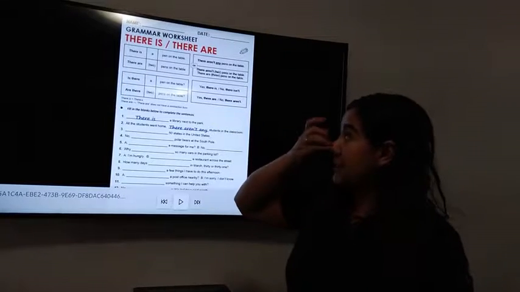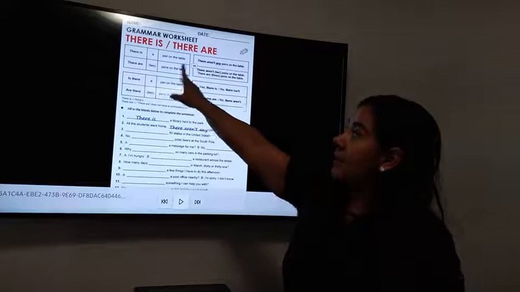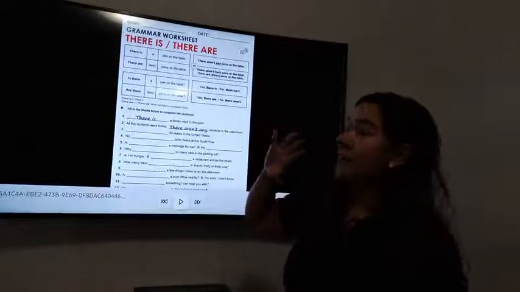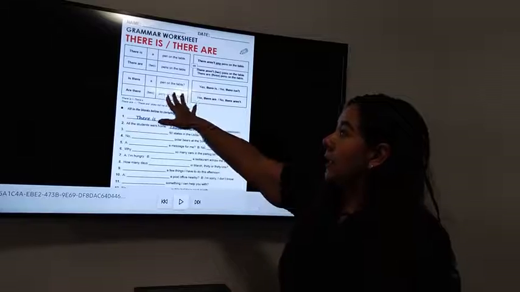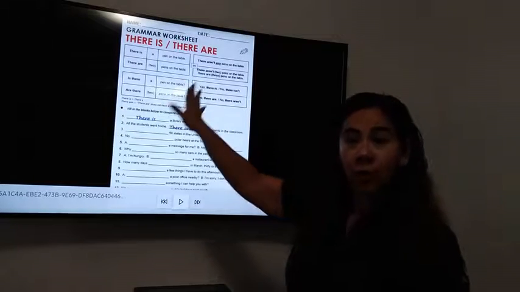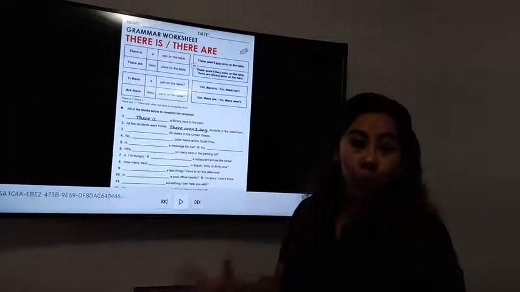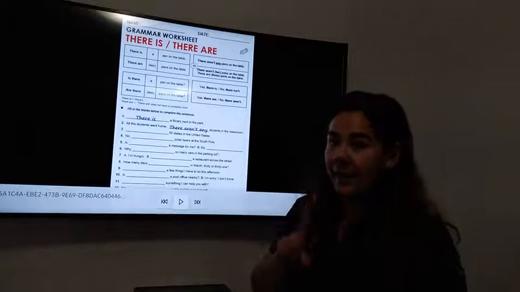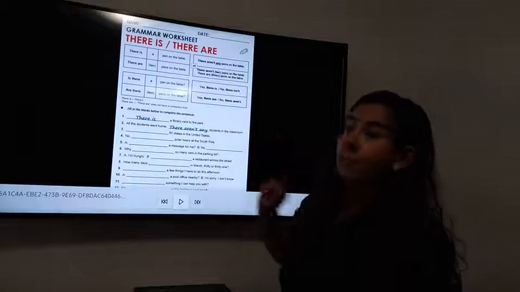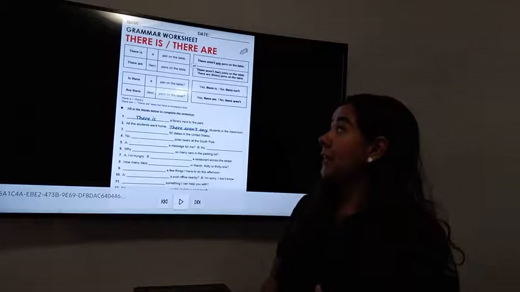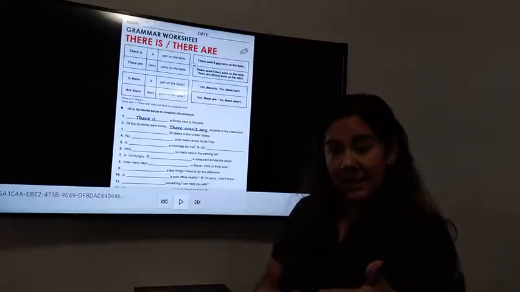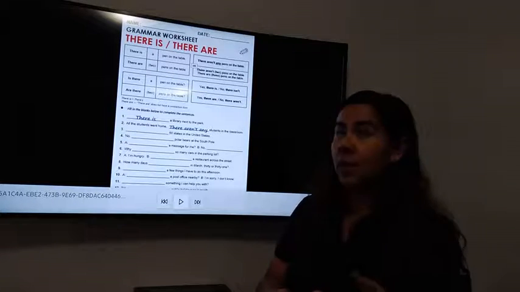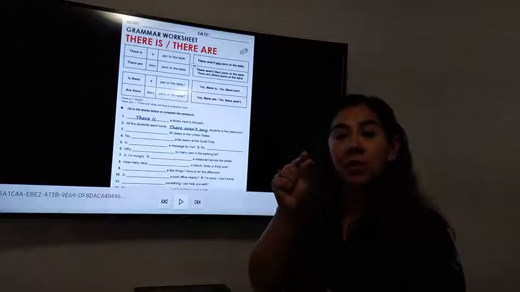Okay, we have the examples right here. It says there is for one, and there are for two or more things or people, it doesn't matter. We also have the question form that we're going to use in two more weeks, but this week and the next one are only about the negative form. If the answer you need to say is a no, you need to add the word not, or in this case we can use the contraction.